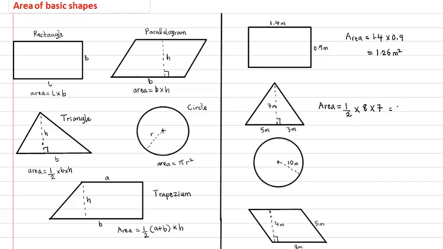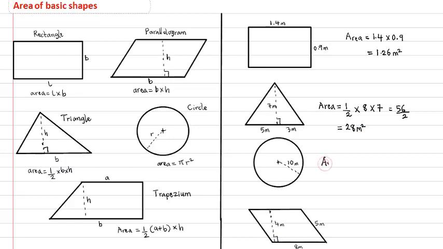So 8 times 7 divided by 2, that is 56 divided by 2, which will give us final answer as 28 meter square. So that's our area of triangle.